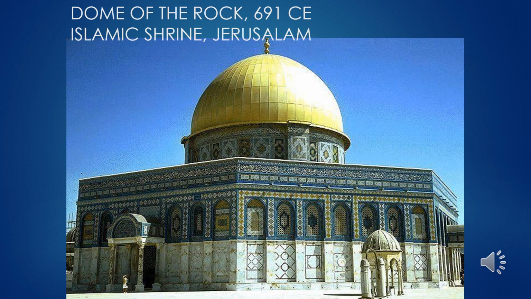Another significant structure for Islam, but it's also a significant location for people of the Jewish and Christian faith as well, is the Dome of the Rock, built here in Jerusalem in 691 and patterned after the Church of the Holy Sepulchre. It's an octagonal plan, which was influenced by the Byzantine chapel of St. Mary's that had been in the area.